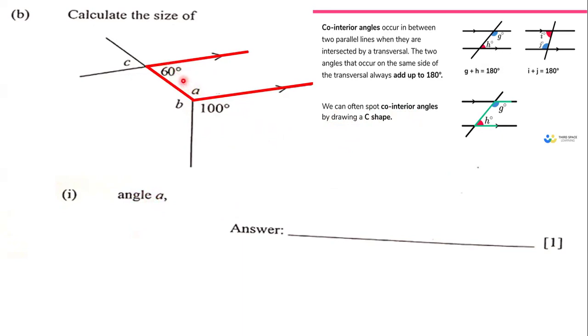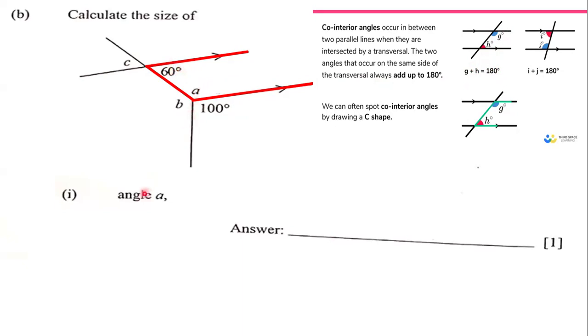But what do we know about co-interior angles? Here we have a C shape again, and we have G and H. These are co-interior angles, and here we have G plus H equals 180 degrees. That means that co-interior angles add up to 180 degrees, and so 60 degrees and A are going to equal 180 degrees.